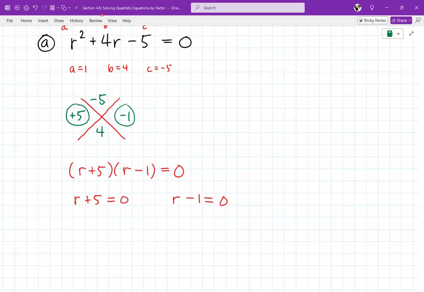Solve both of them and you're done. So I'll move the 5 over. That gives me r equal to negative 5. I'll move this 1 over. That gives me r equal to 1. So my two answers are negative 5 and 1.